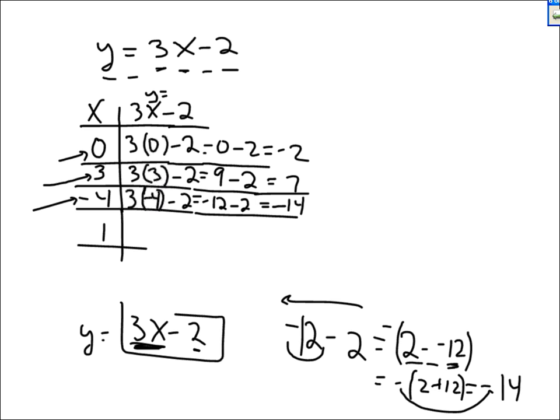Negative 14. Next, 1. Multiply it by 3, get 3, and then take away 2 is 1. 3 take away 2 is 1. 3 times x minus 2. 3 times 1 is 3. Take away 2 is good old 1. And you can plot those points and then graph your line. So this is another type of situation where you would want to evaluate.